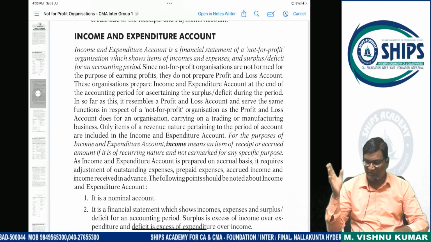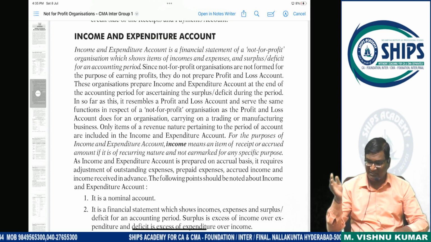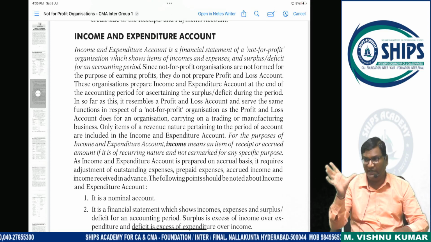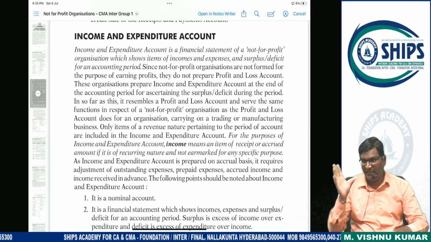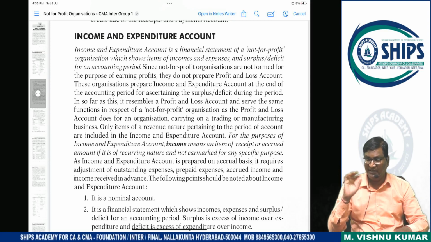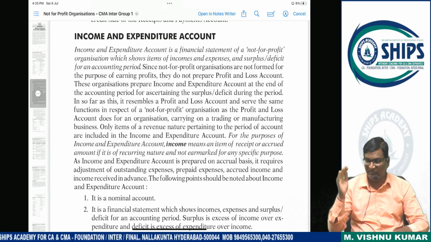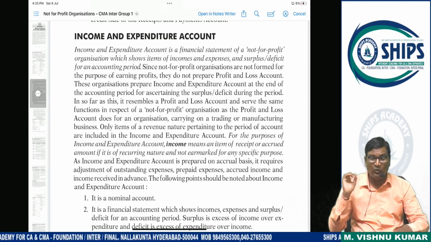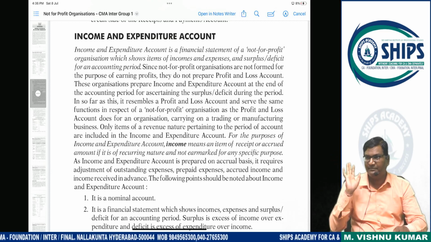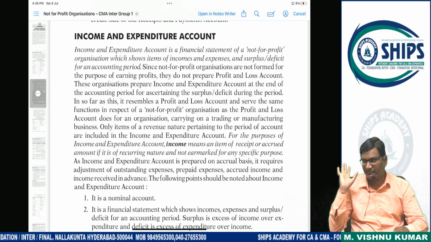Whether it is paid or not, that is not important. Whether it is received or not, that is also not important. But it should be mainly relating to the current accounting period. In the current accounting period figure, if any figure related to the previous year is included, or any figure relating to the next year is included, that will be subtracted. Only current year expenses and current year incomes will come in accrual.